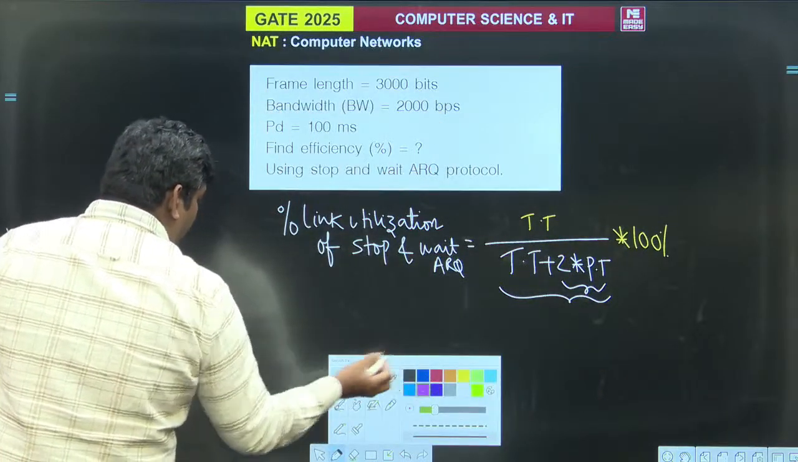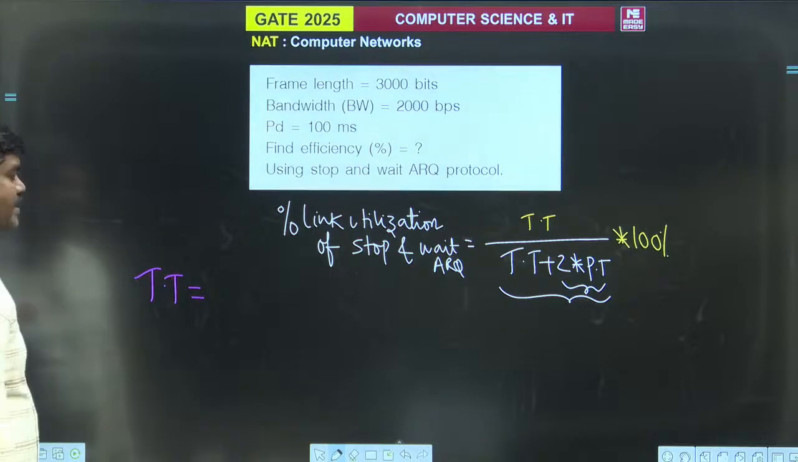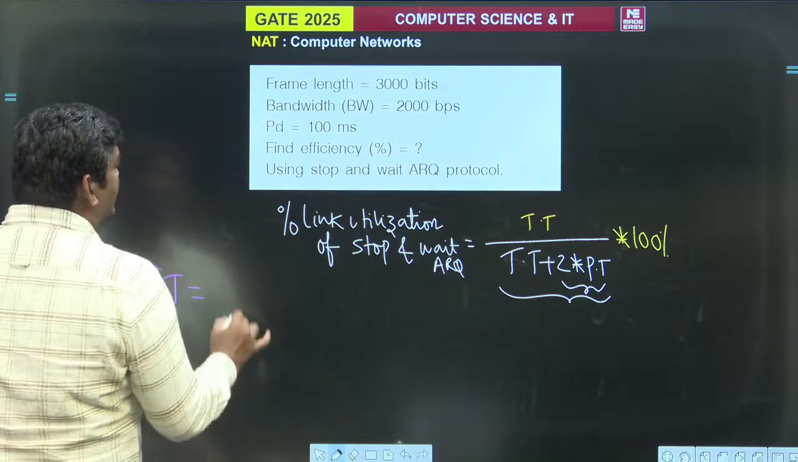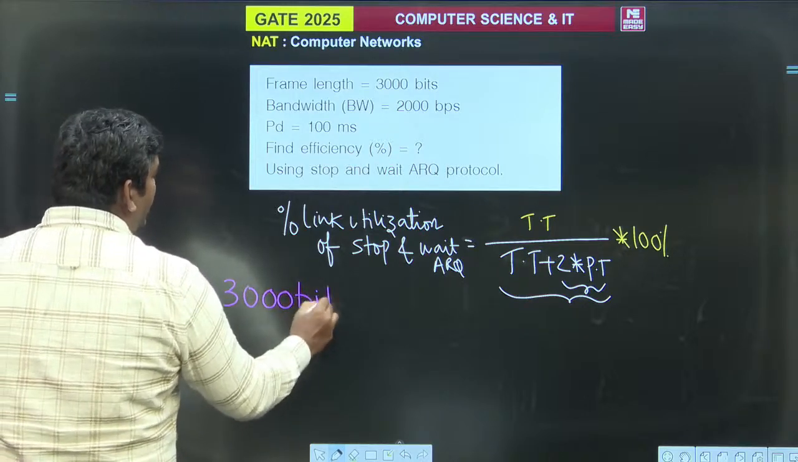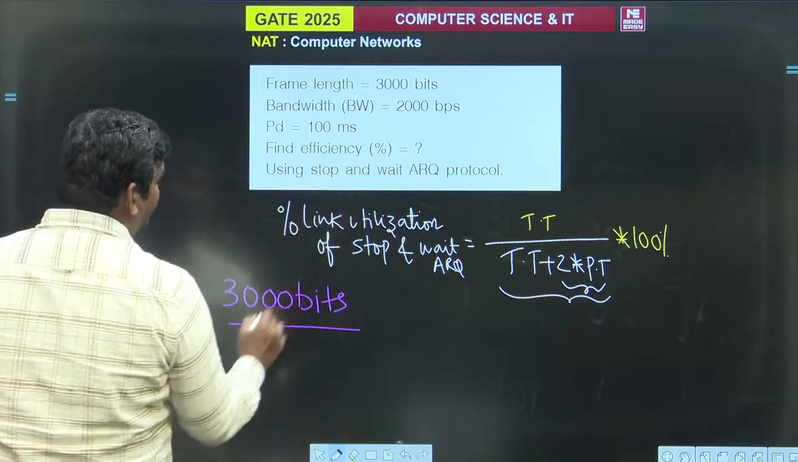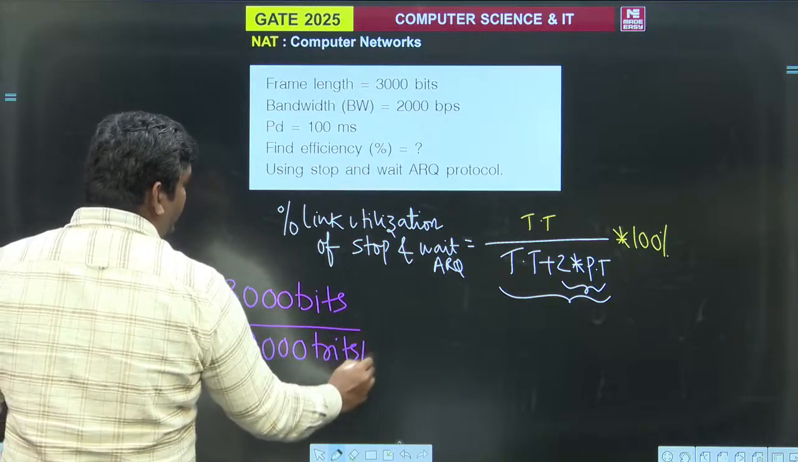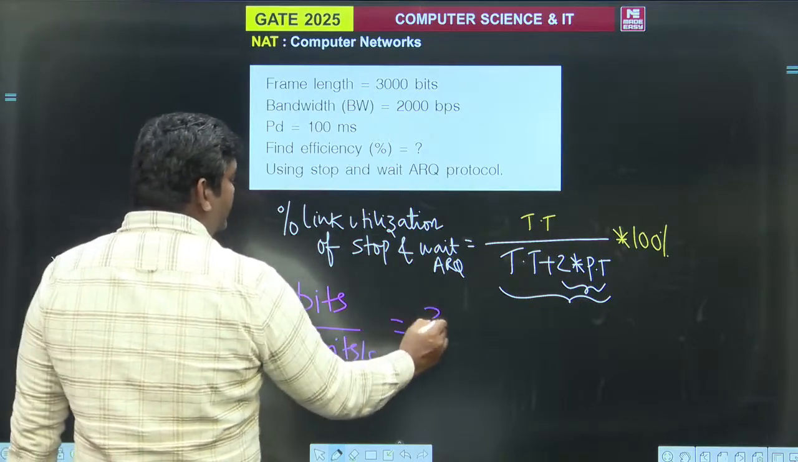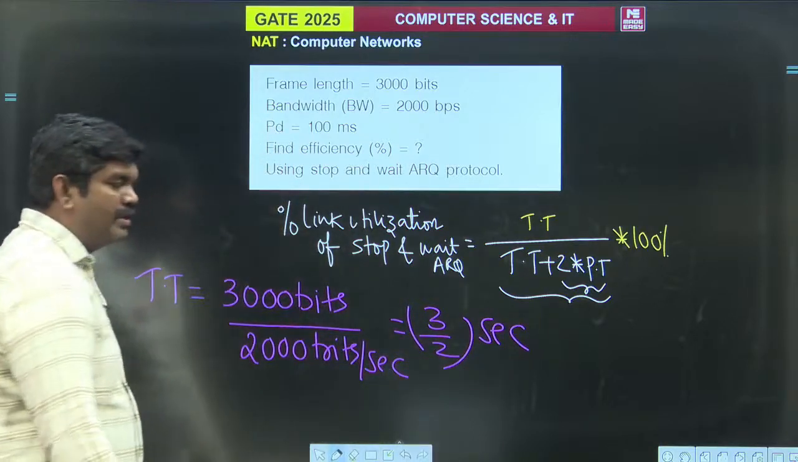As per this particular problem, once you calculate the transmission time, which is data size upon the given bandwidth, the data size mentioned in the problem is 3000 bits divided by the given bandwidth of 2000 bits per second. If you do the calculations, it is 3 by 2, the time in seconds. This is the transmission time.